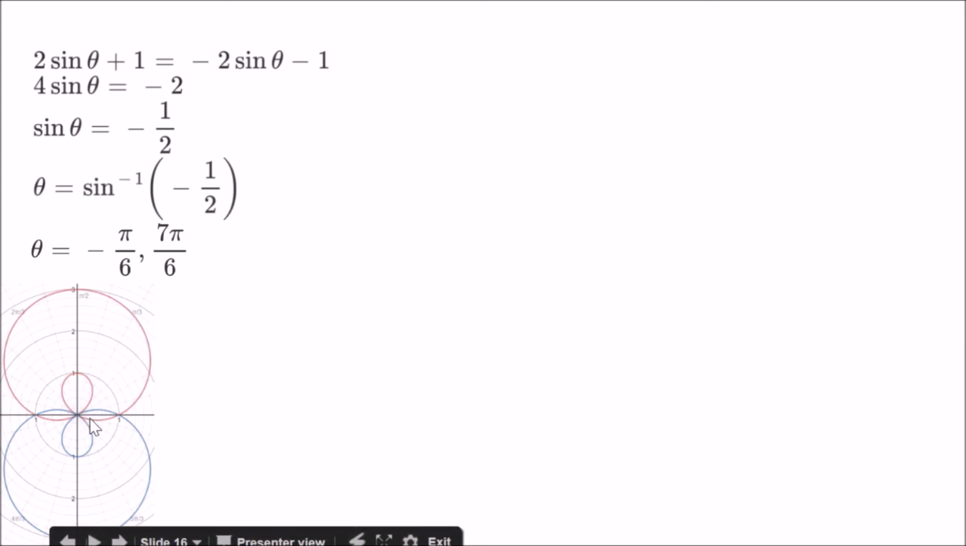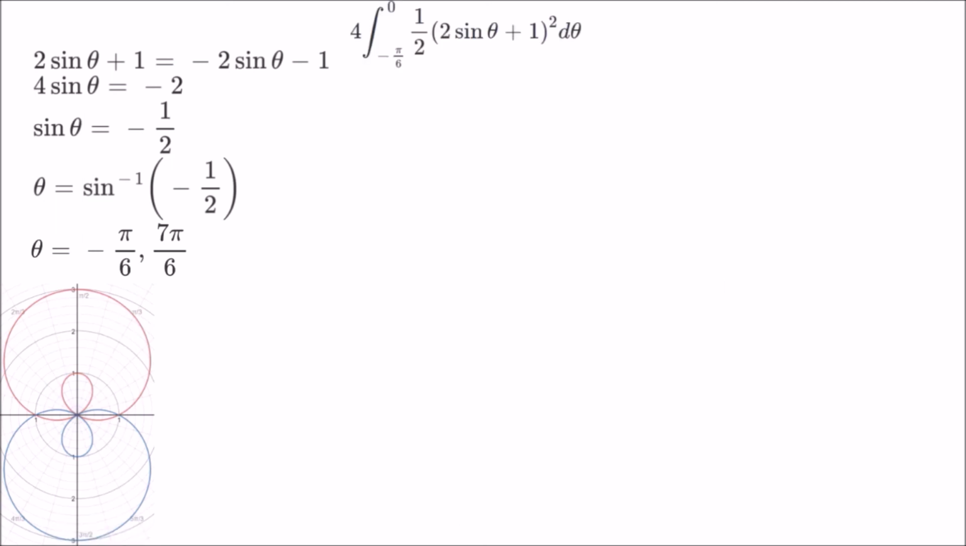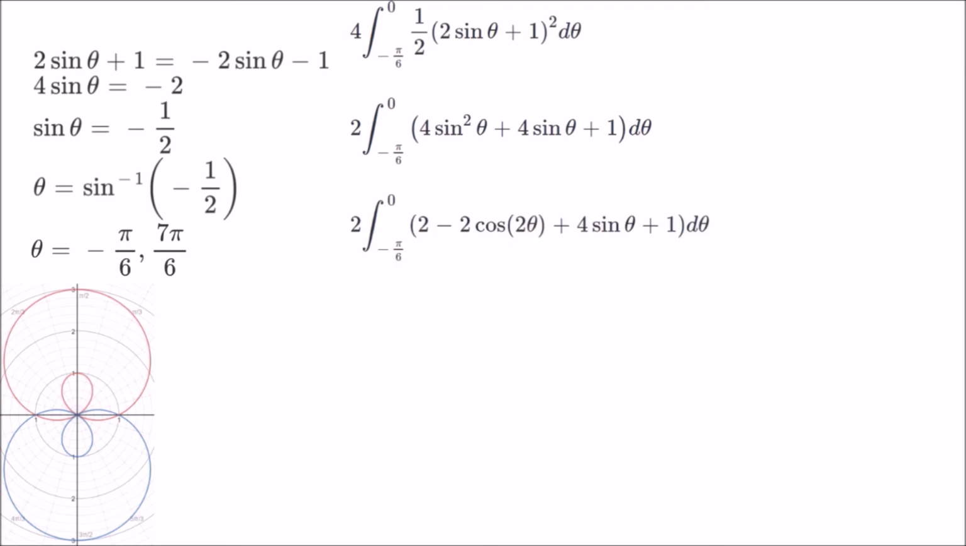When we plug these into the integral, they need to be the same area as the other areas. We have more areas, so the bounds will be from negative pi over 6 to 0, and we can multiply that area by 4. So our integral is 4 times the integral from negative pi over 6 to 0 of 1/2 r squared d theta.